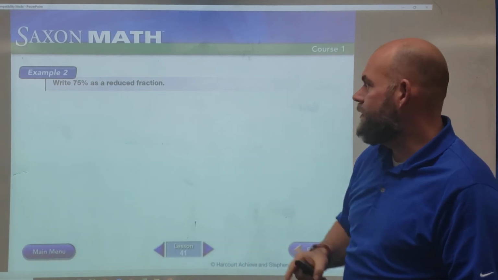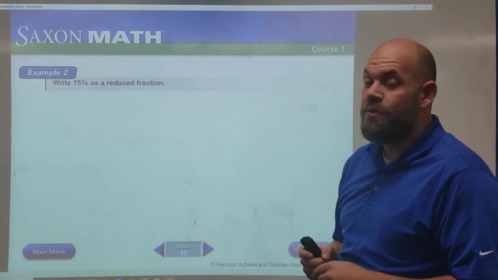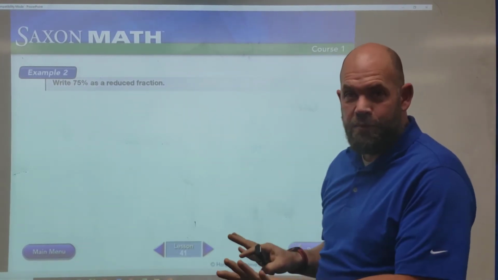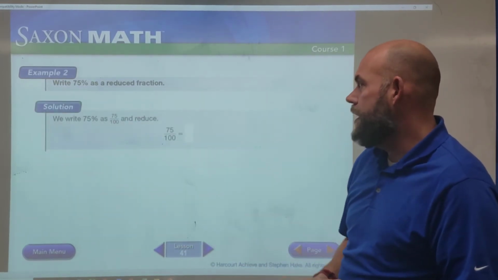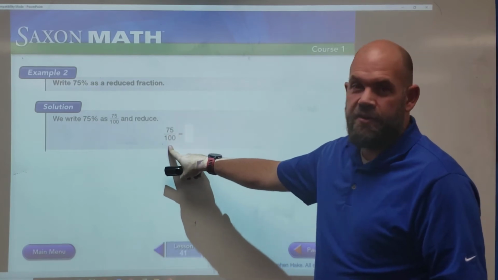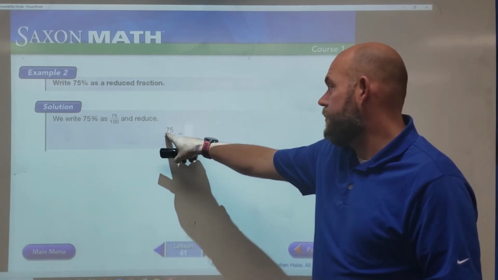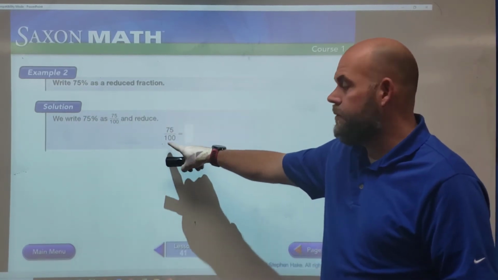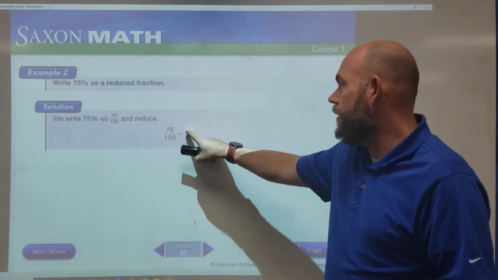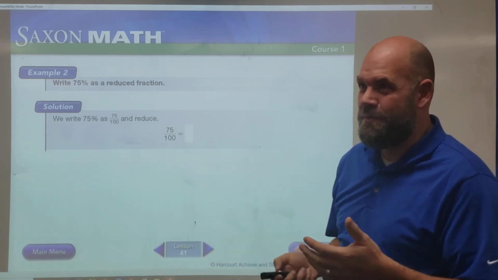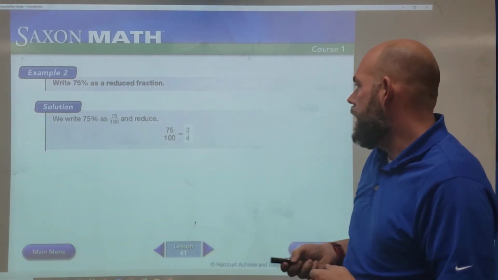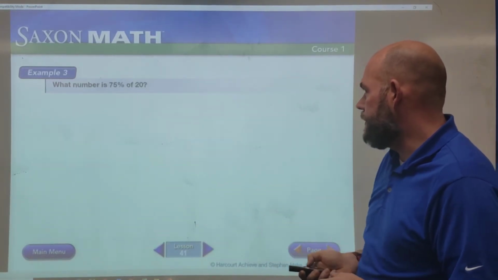All right, 75% is a reduced fraction. That first one we didn't reduce, now we're going to reduce. 75%, so now we go 75 over 100. And the greatest common factor here is going to be 25. So we can divide 75 divided by 25 is 3. 100 divided by 25 is 4. It's going to be 3/4. Hopefully that's a mental math thing for you. When you see 75%, you're like, oh yeah, that's 3/4. So that should be an easy one.